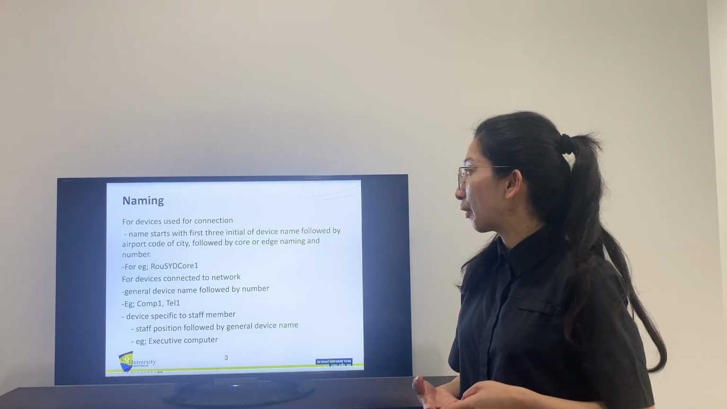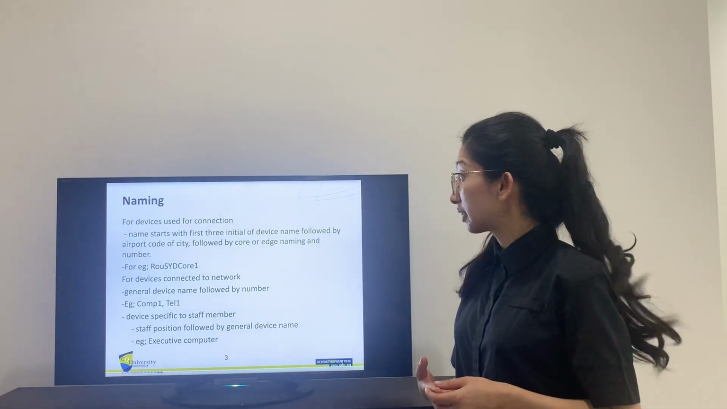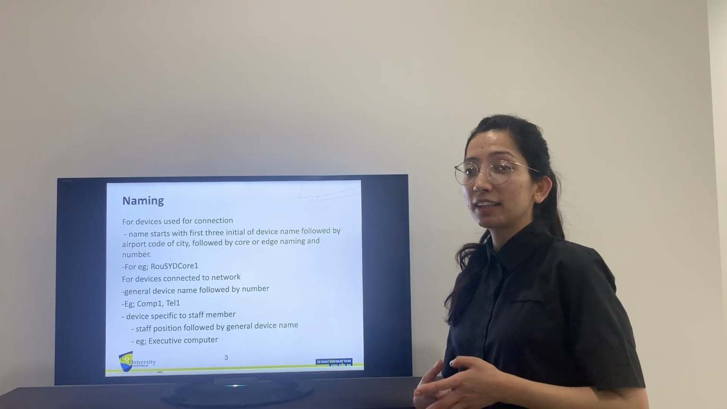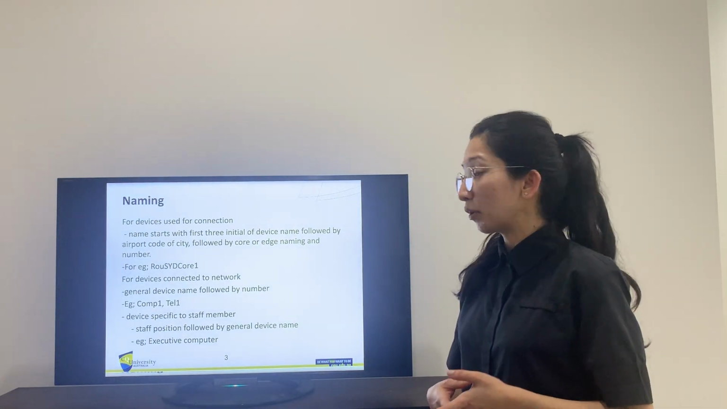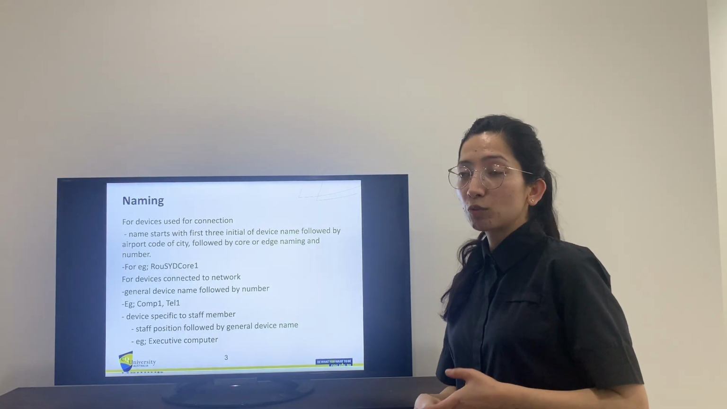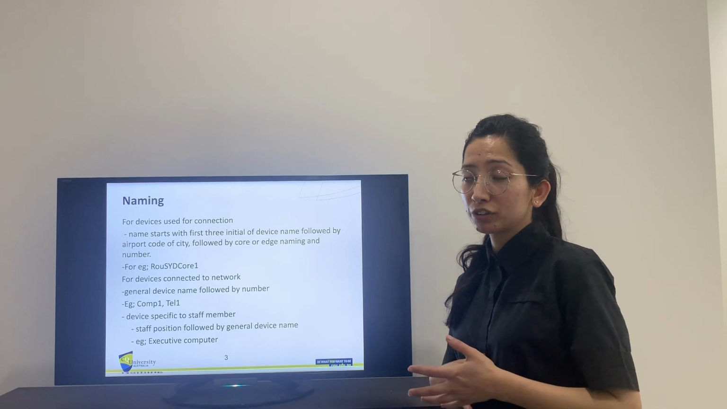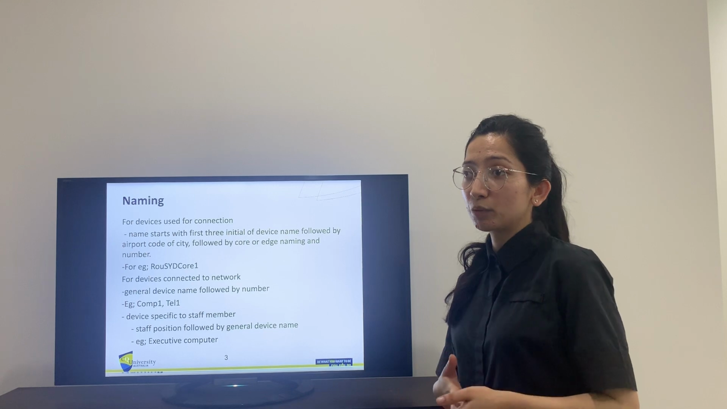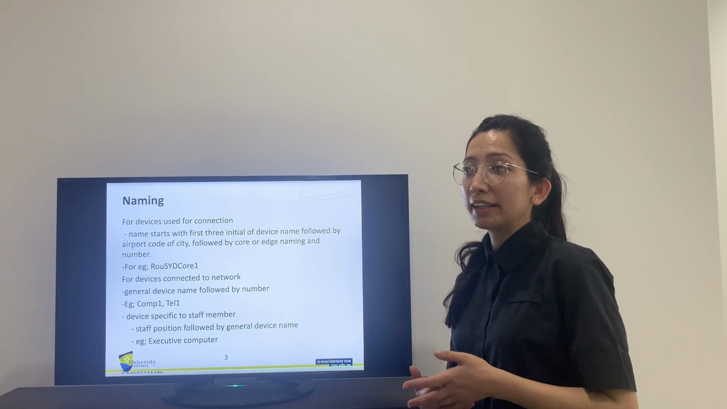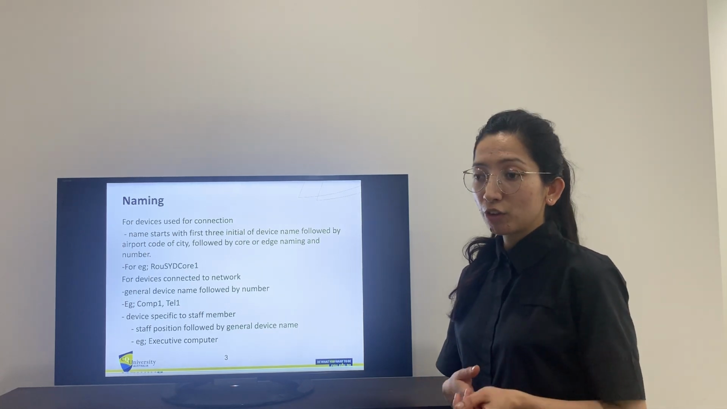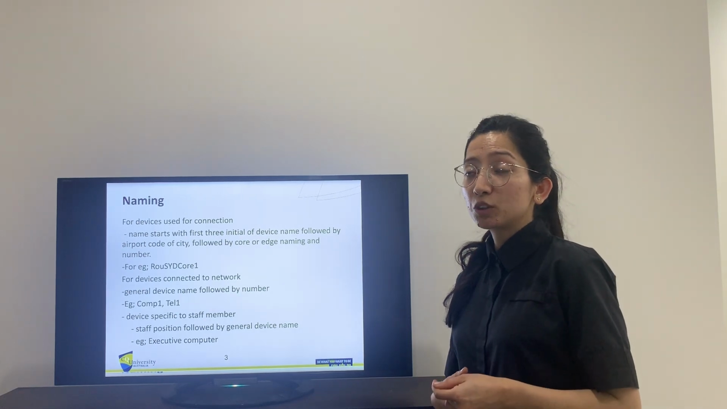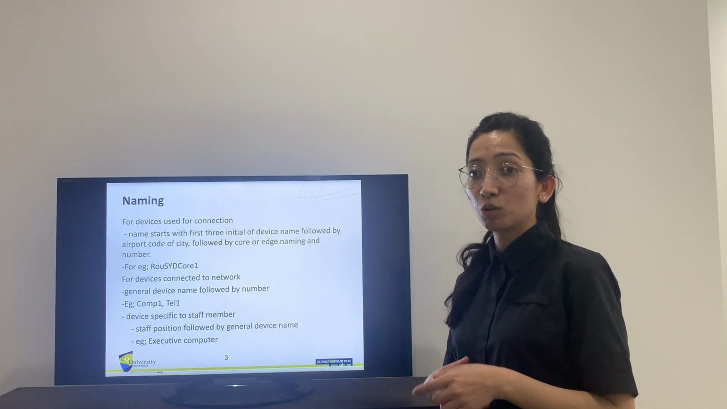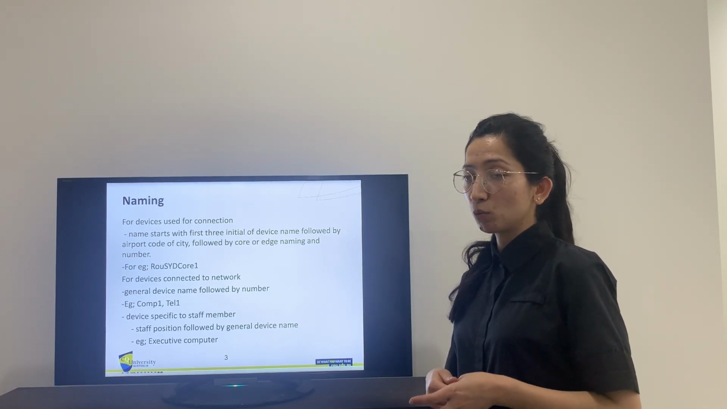For the devices that are used for connection, names start with 3 initials of the device followed by the airport code, and the naming, either core or access, followed by a number. For example, we can take one router, which is a core router for the Melbourne center. For naming that device we start with ROU, which is the first initials for the router, followed by SYD, which is the airport city code for Sydney, and the naming is given core because it is the core router for the Melbourne, followed by a number 1.